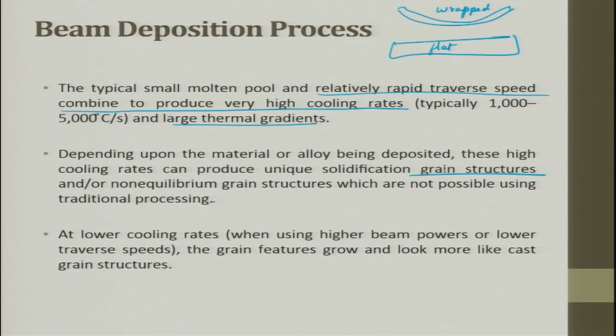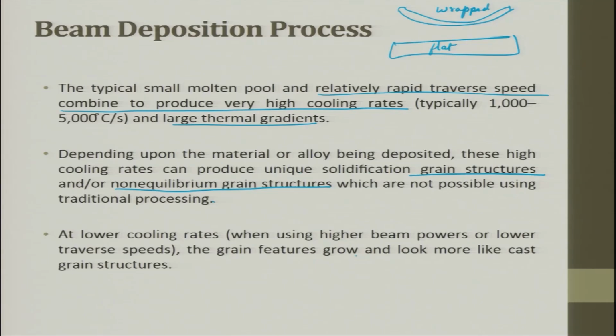So, by doing this, we can also try to create unique solidification grain structures or non-equilibrium grain structures, the grain structures which you could never ever think about in the normal conventional process. Why are these grain structures very important? They play a very important role in creating toughness property, in creating hardness property, or a trade-off. At lower cooling rates, the grain features grow and look like a cast grain structure.